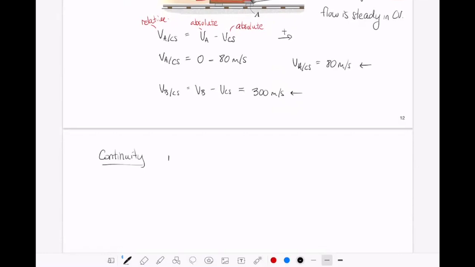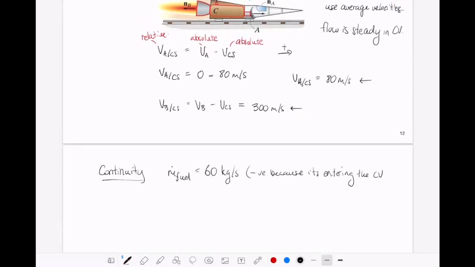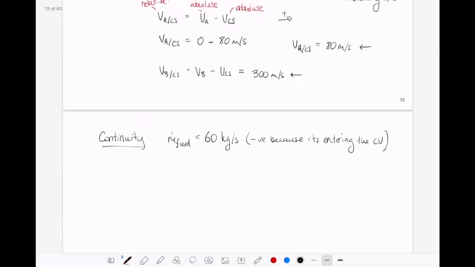So we know that the mass flow rate of our fuel in the question is given as 60 kilograms per second. And it's negative because it's entering our control volume. And we know the velocities of our gases, and so we know the sign of those values too. So let's write our continuity equation.